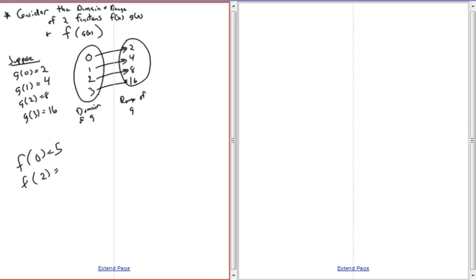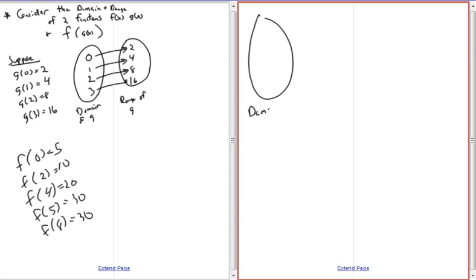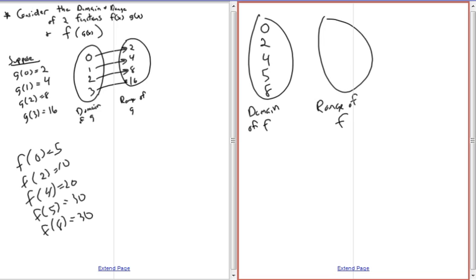And now let's talk about f. Sorry about the bad handwriting here. So we have f of 0 is 5, f of 2 is 10, f of 4 is 20, and f of 5 is 30. And just for fun, f of 8 is also 30. So just mapping the x and y values there, so to speak. Thinking about f, the domain of f is these values that we can plug in: 0, 2, 4, 5, and 8. And the range is going to be these y values: 5, 10, 20, and 30. And we can draw the mapping diagram there.